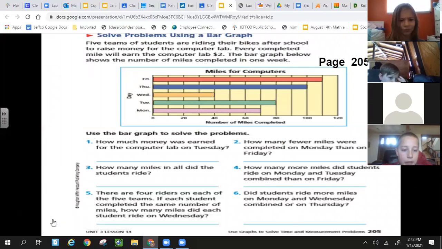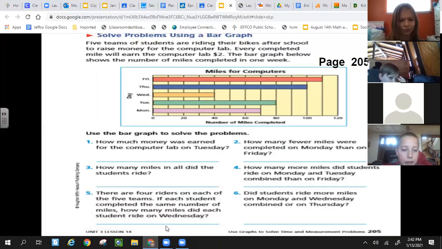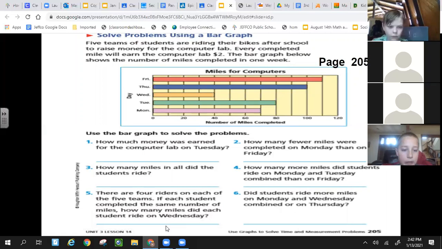Here's the data in our bar graph. And I think somebody got muted. If you can mute for me so there's no feedback, that would be great. Thank you. 5 teams of students are riding their bikes after school to raise money for the computer lab. Every completed mile will earn the computer lab $2. The bar graph below shows the number of miles completed in 1 week.